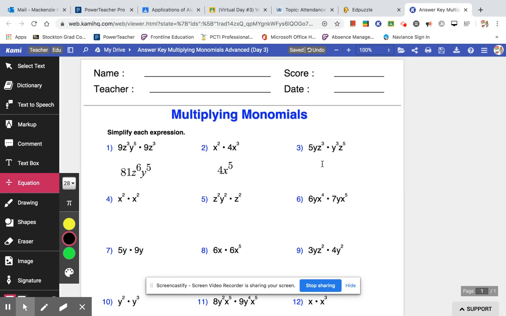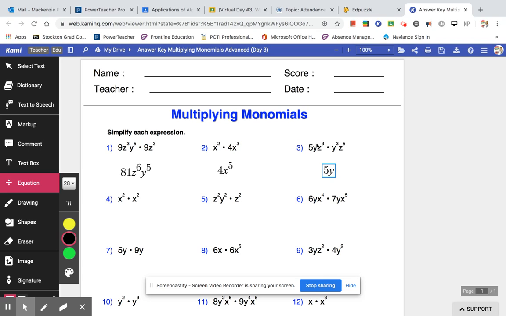If I take a look at number 3, just like number 2, there's only one coefficient, so I'm going to keep that, which is 5. And now I have two different sets of bases: I have y's and I have z's. I'll go with the first one I see, which is a y. Notice that there's only a 3 on this y and there's nothing on this y. A lot of the comments I put on your post say that if you don't see an exponent, in this case y doesn't have an exponent, we know that there's an exponent of 1 right here.